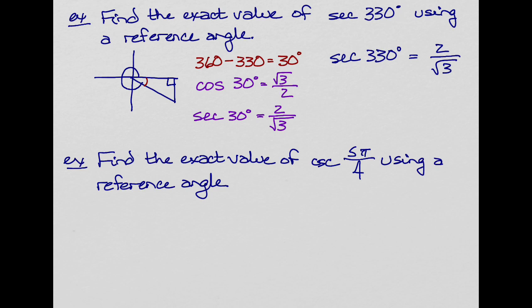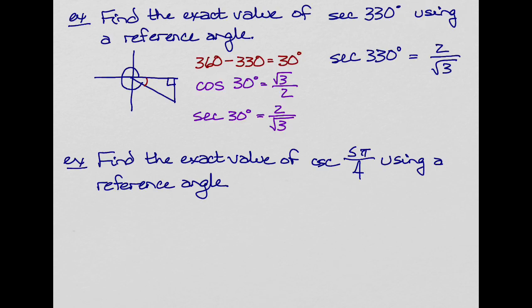And to determine that, we know the signs in the quadrants. In quadrant 1, everybody's positive. In quadrant 2, sines. In quadrant 3, tangents. In quadrant 4, cosines. Well, we're in quadrant 4, where cosines and secants are positive. So we'll need positive 2 over root 3, which means we did it. And there's the secant of 330 degrees.